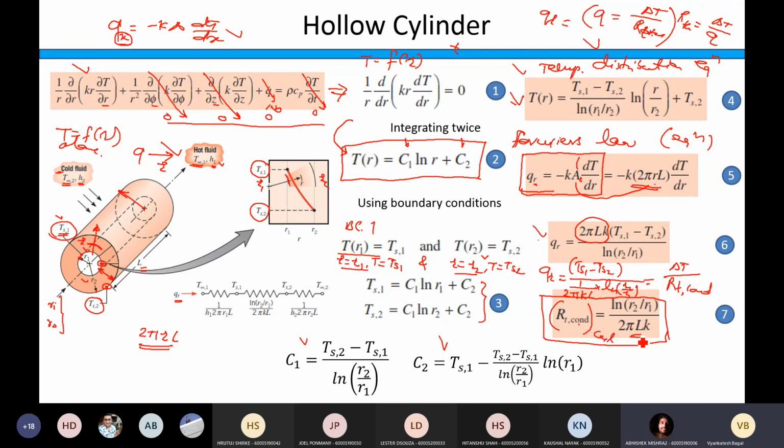Yes, sir. Okay, fine. So try to compare this case with the slab. What is the thermal resistance in case of slab? Is it L by KA?